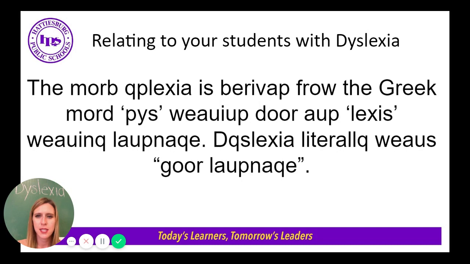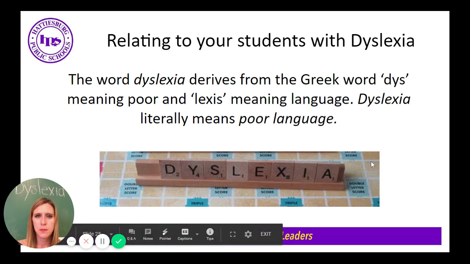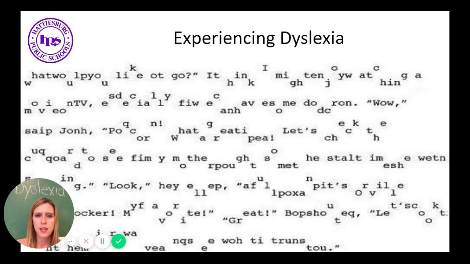So if we go on here, we will see that this paragraph says the word dyslexia derives from the Greek word dys, meaning poor, and lexis, meaning language, literally meaning poor language. This is another example of what someone who experiences dyslexia may be seeing when they look at a book or a reading passage. I have had students tell me that letters are floating around on the page, or when they read, the letters are moving. So as I said before, no one person with dyslexia is the same. They may all see differently, or they may see it correctly, but their brain is transferring it as something different. So it can be very hard and very confusing.